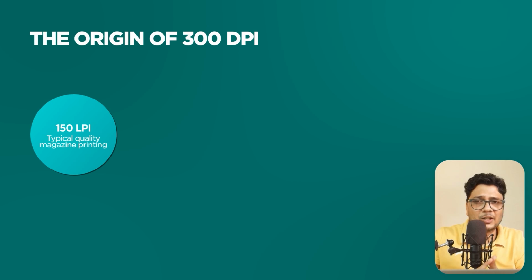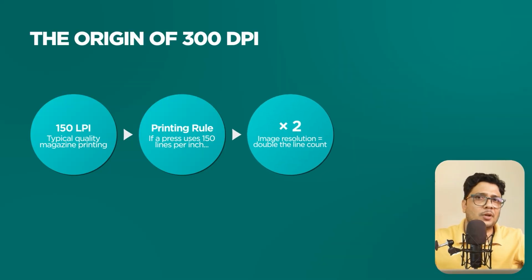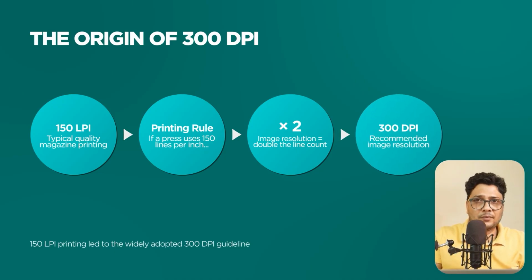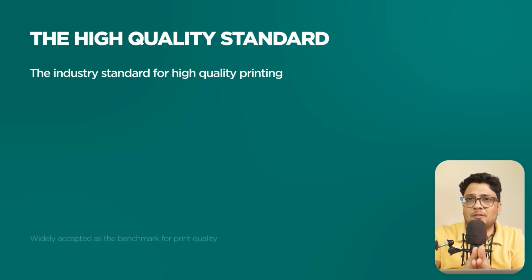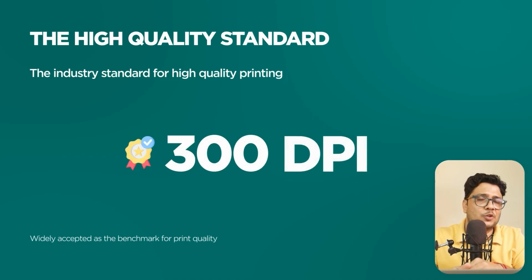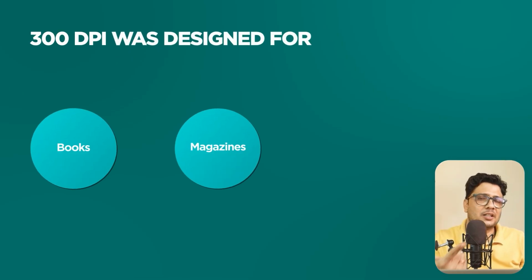Quality magazines and newspaper ran around 150 lines, and it became a rule that if you're printing at 150 lines, your image DPI should be double of that. So 150 multiplied by 2 is 300 DPI, and those prints came out beautifully. Now it became a standard that if you want high quality print, your DPI should be 300. But those 300 DPI were meant for offset presses that were printing books, magazines, and newspaper.